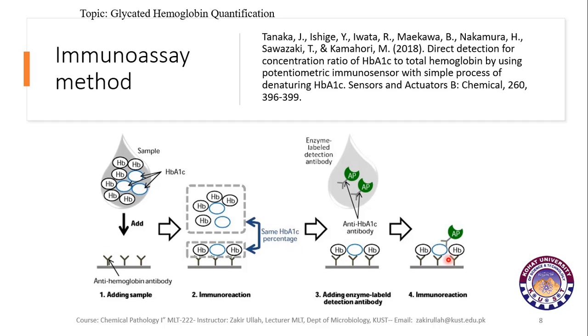If the reaction gives a strong, concentrated color, this means that there is a higher amount of HbA1c present in the blood, and if the color of the reaction is light or very low, this means that the amount of HbA1c is low. So, this is the chemical reaction of the immunoassay method.